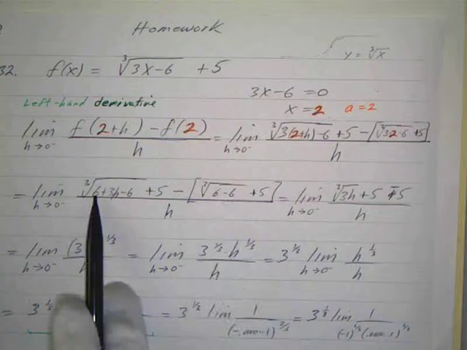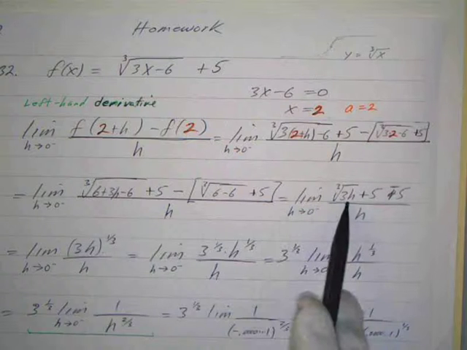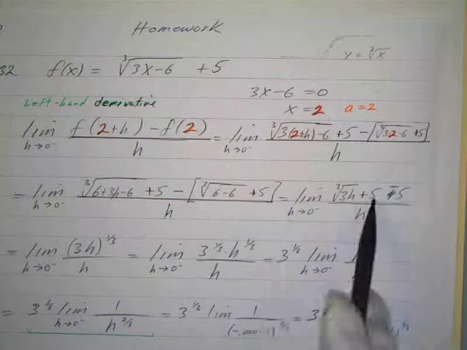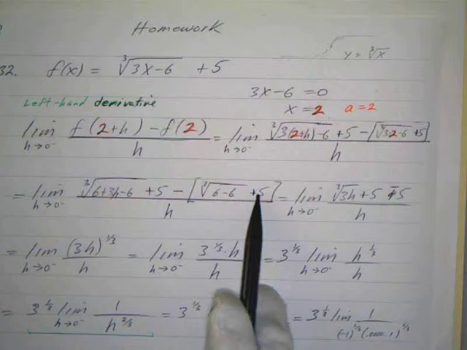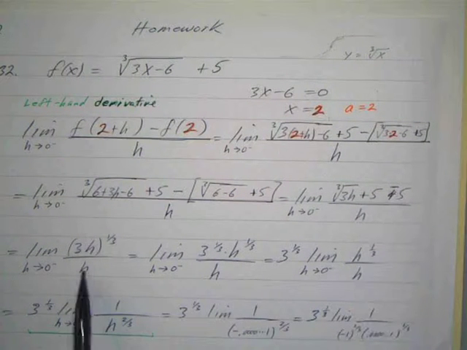The 6's cancel, so I've got the cube root of 3h. So this all becomes just the cube root of 3h plus 5. This is 0, so that's plus 5 times the negative, which is negative 5. And the 5's cancel, so we end up with this.